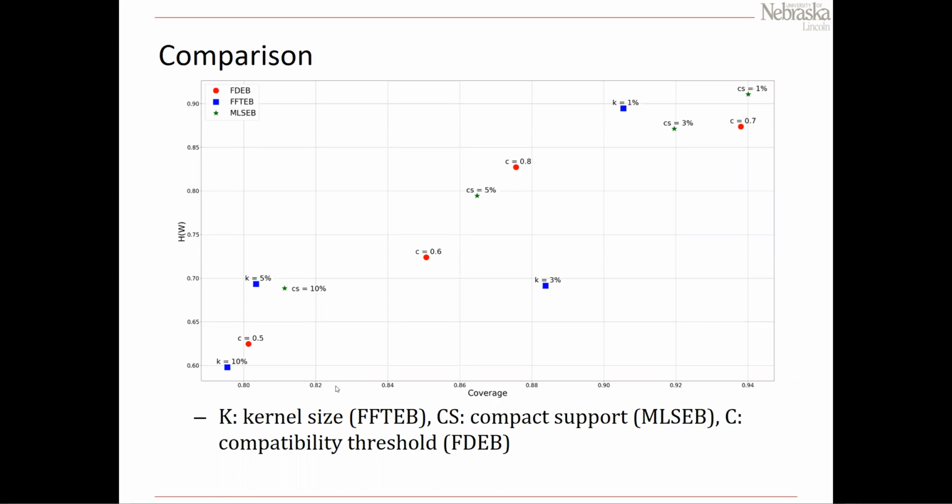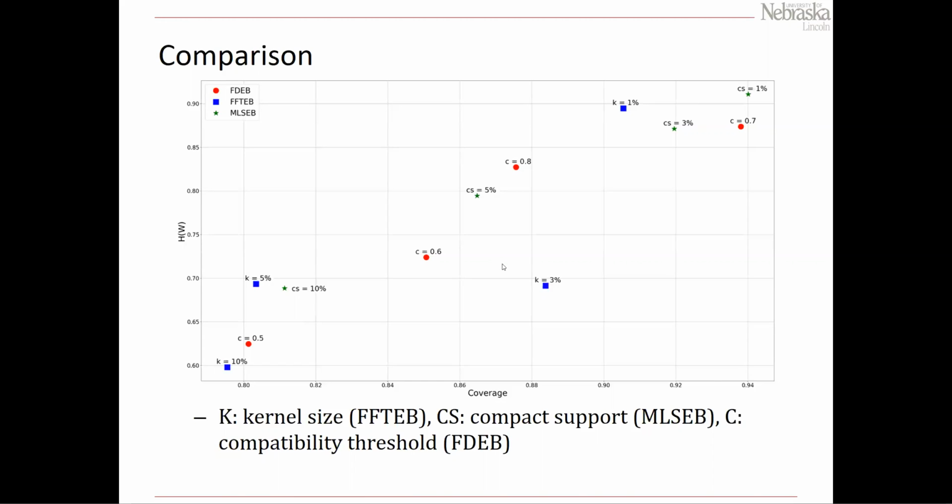Okay? And we're using different colors to represent the different visualization algorithms. So purple, red is the force directed edge bundling, and the blue is the fast Fourier edge bundling, and the star represents the moving least square edge bundling. And for each algorithm, we have different parameters. For example, for the fast Fourier transfer edge bundling, we adjust the kernel size, and for the moving least square, we adjust the compact support. And for the force directed edge bundling, we adjust the compatibility threshold. So this leads to different visualizations.